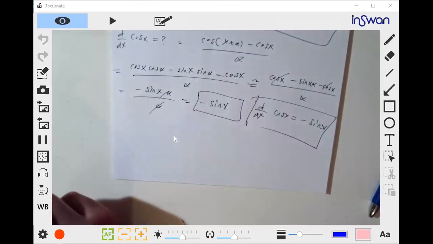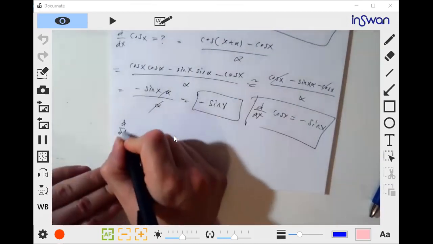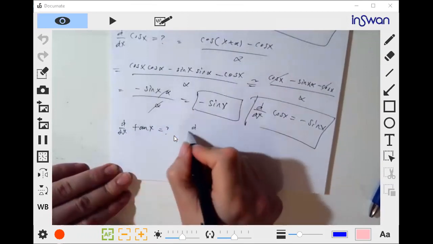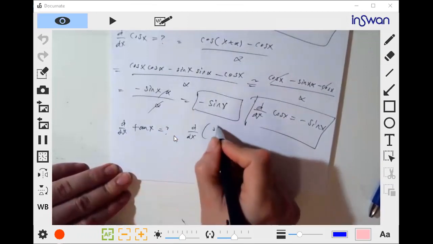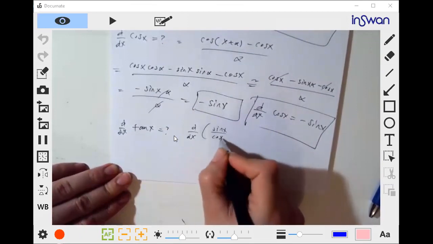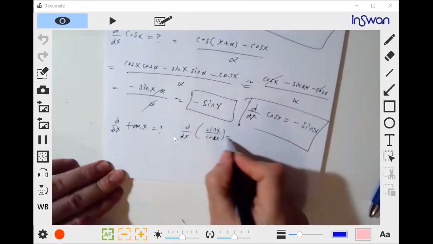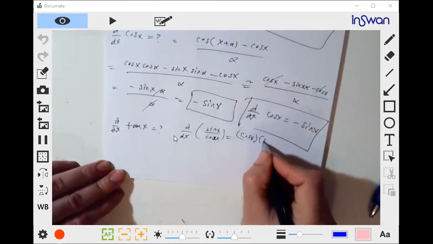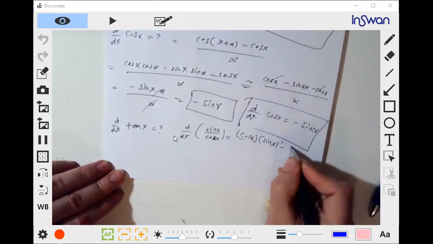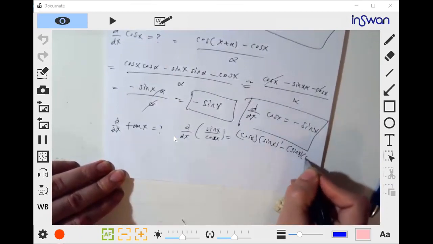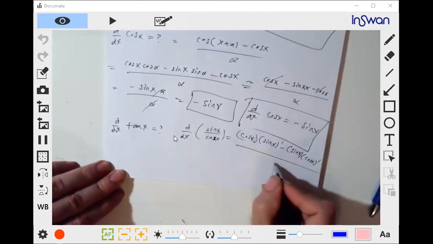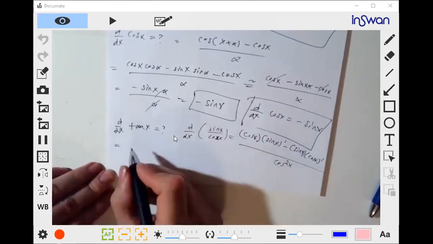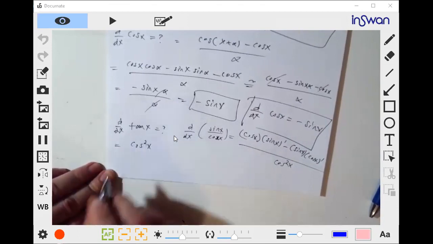Cool, huh? So now, what is the derivative of tangent of x? Well, that's the d dx of sine of x over cosine of x. Recall the quotient rule says bottom times derivative of the top minus top times derivative of the bottom all over the bottom squared.